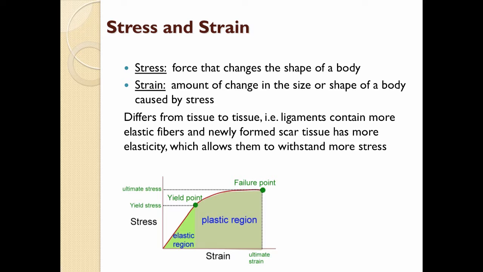So stress is the force that changes the shape of a body, while strain is the amount of change in the size or shape of a body caused by stress. So this differs from tissue to tissue. A ligament contains more elastic fibers, and newly formed scar tissue has more elasticity, which allows them to withstand more stress. So you have that elastic region down in the bottom left, and then you have this huge plastic region which causes deformation. But usually that's not the region we want to work into, or we're unable to work into that region, because at the yield point, pain usually does not allow us to go beyond that point.